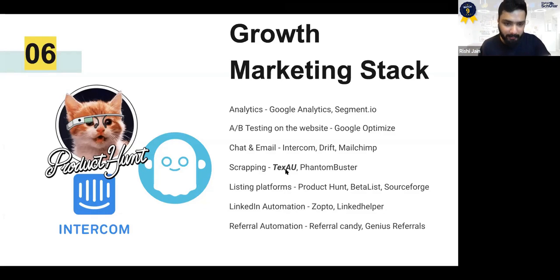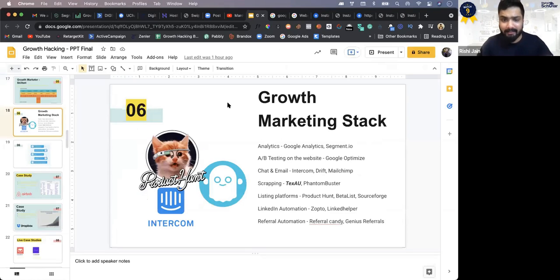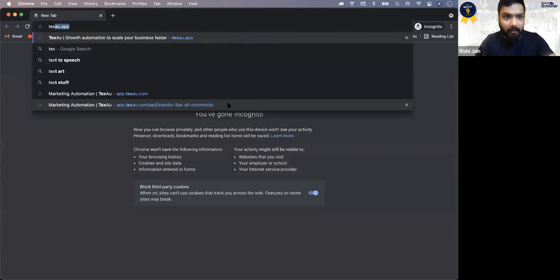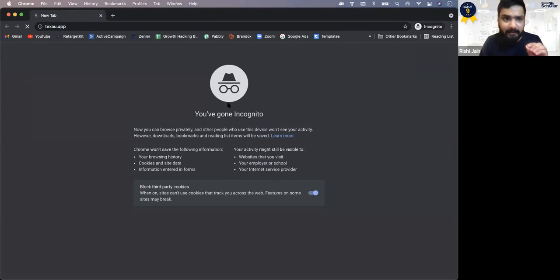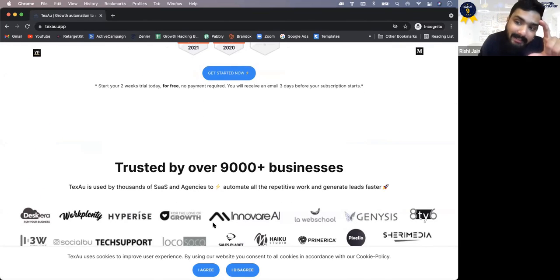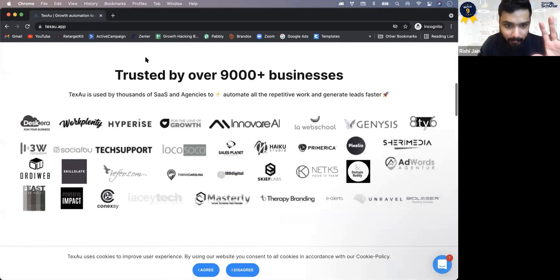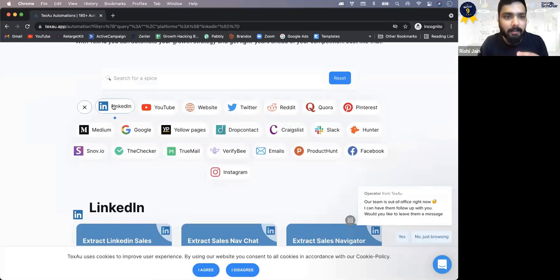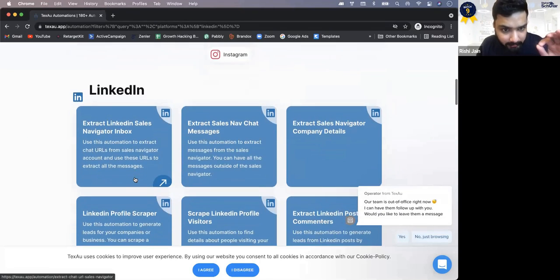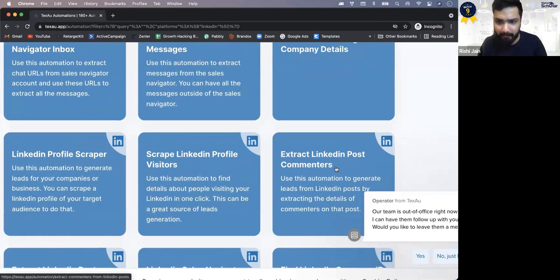I'll give you a quick example here. Yeah, you're just picking up data from the public domain. There's nothing wrong, nothing sad about it. For TexAu, what you can do is pick up somebody who is commenting on a particular post. For example, let me just go and pick this quickly. If I'm selecting LinkedIn here, I can pick up extract LinkedIn post commenters.